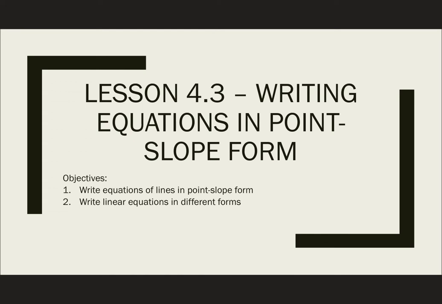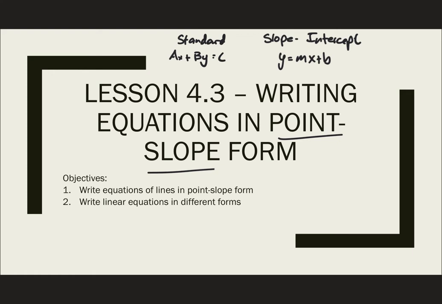Hello guys, this is going to be lesson 4.3, writing equations in point-slope form. So we've already talked about two forms of the line. We talked about standard, which was, if you remember, ax plus by is equal to c. We talked about slope-intercept, which was y is equal to mx plus b. And now we're going to talk about our third form of the line, which is point-slope form. And this one's actually my favorite. So let's go ahead and jump on in.